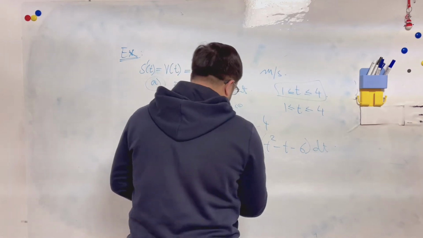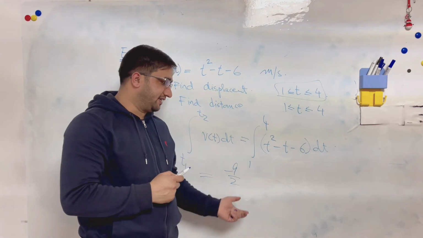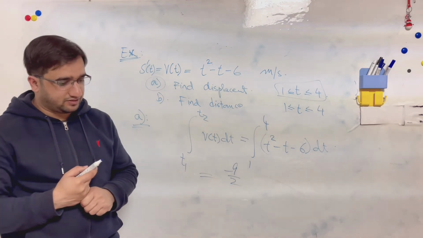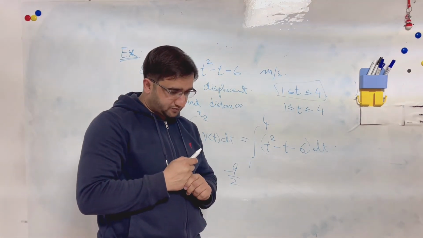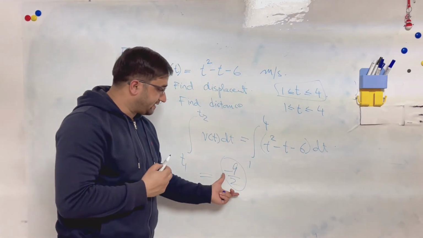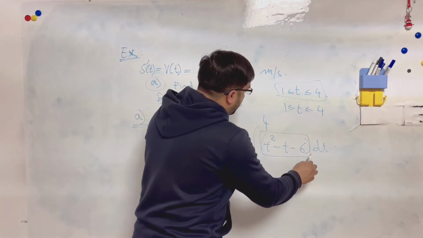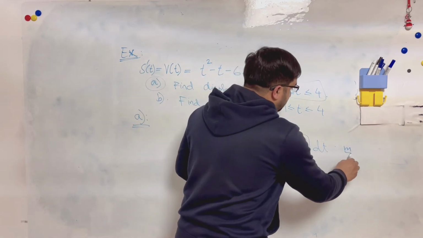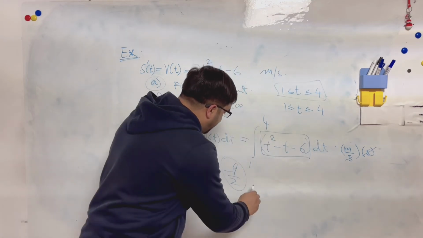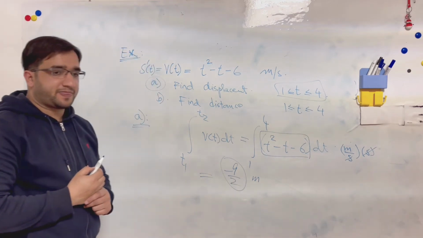When you solve this integral, it will be t cube by 3, t square by 2 minus 6t, and plug in the limits. That is your answer: minus 9 by 2, the final answer. Now what is this number? If you talk about the units, this function has unit meter per second, and dt has unit second. So the seconds cancel and it is meter. So it means minus 9 by 2 meters. What is this?